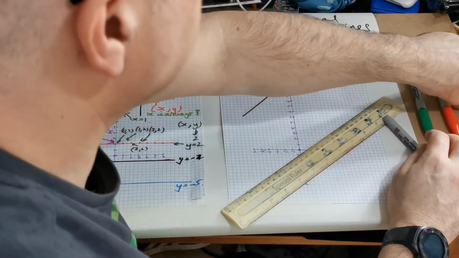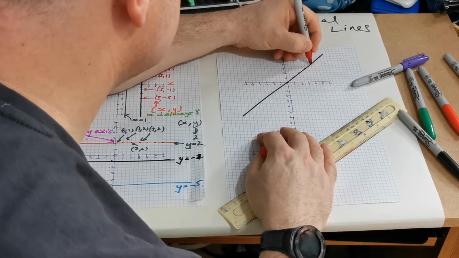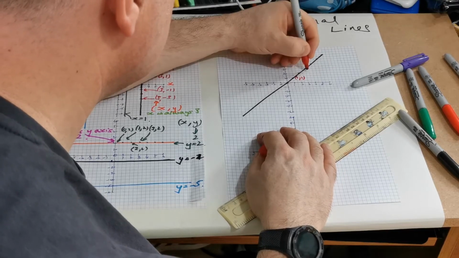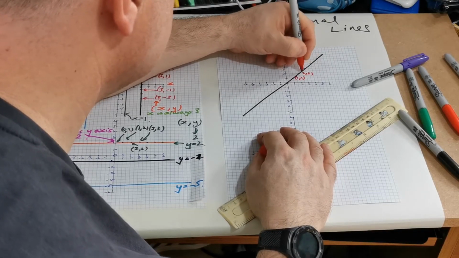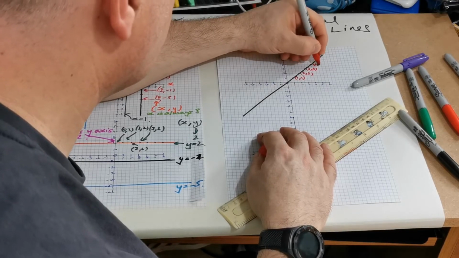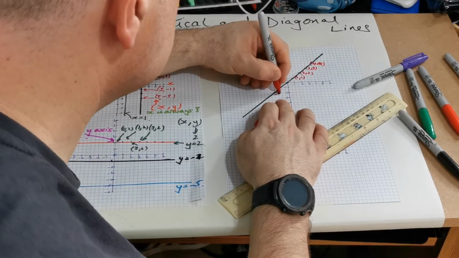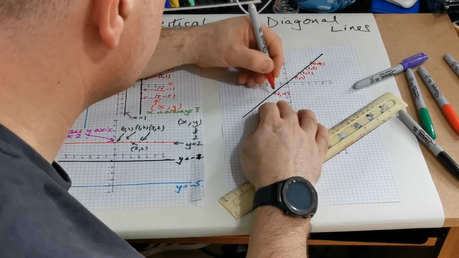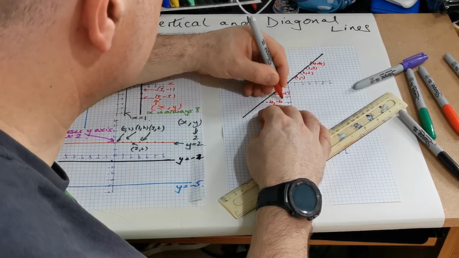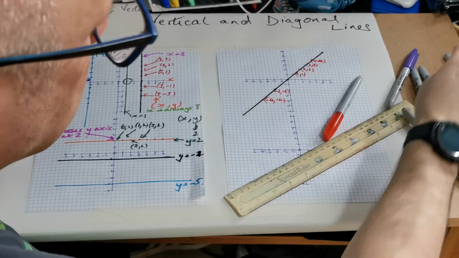Now, if I take the same approach and look at some of the points along this line, I can see I've got 1, 1, 2, 2, 3, 3, 4, 4, etc. And if we go into the minuses, I've got -2, -2, and I've got -4, -4. And you can quickly see what the pattern is there. And the pattern is that the two numbers are the same.